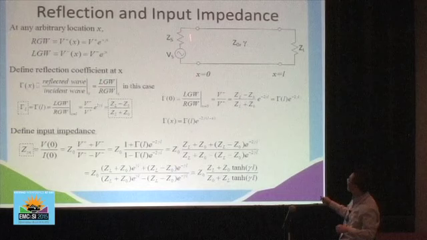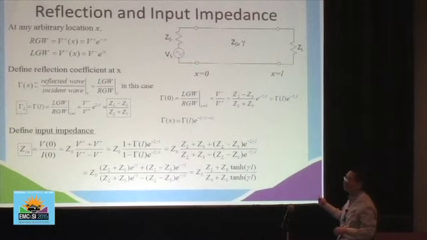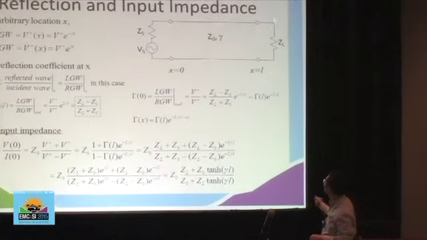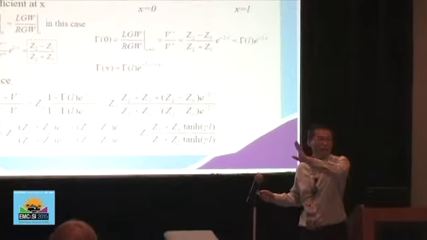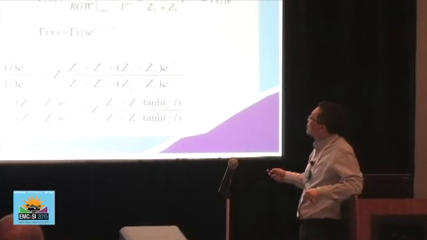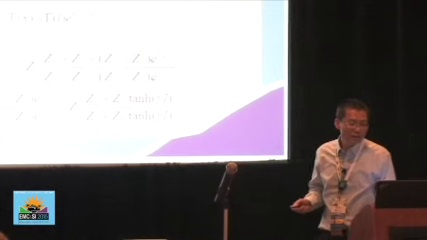So when you apply a source, you launch a wave from left to right. And the reason you also have a left-going wave is that at the load the wave will get reflected. So you get the left-going wave too. So the ratio of the left-going wave to the right-going wave is called the reflection coefficient.